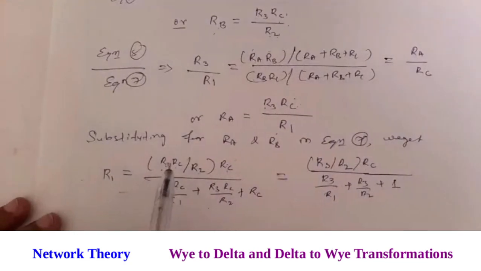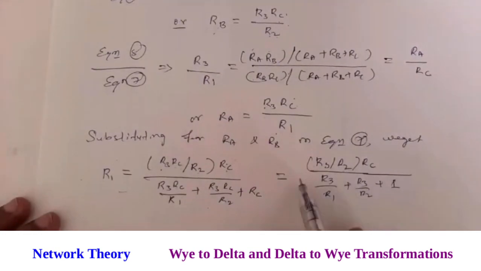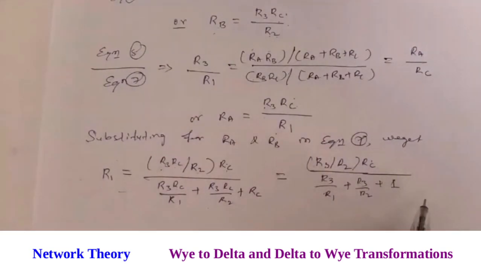What you can do, say you take RC common above and below. So both RC will get cancelled. You will get R2 by R3 by R2 is equal to divided by R3. This RC will be kept as it is. Okay, so this is the reduction we have done. And one more thing is still we can reduce it.